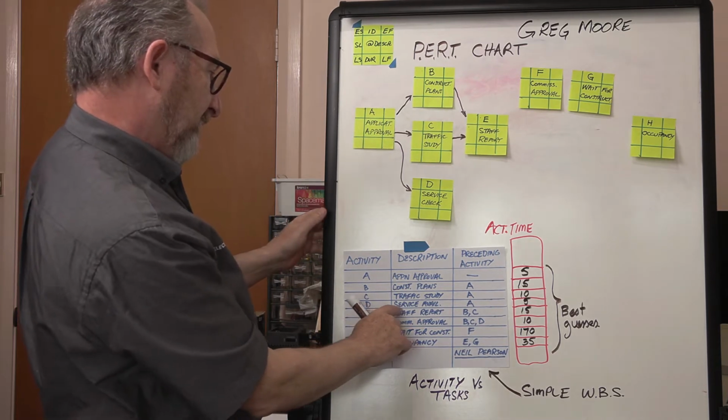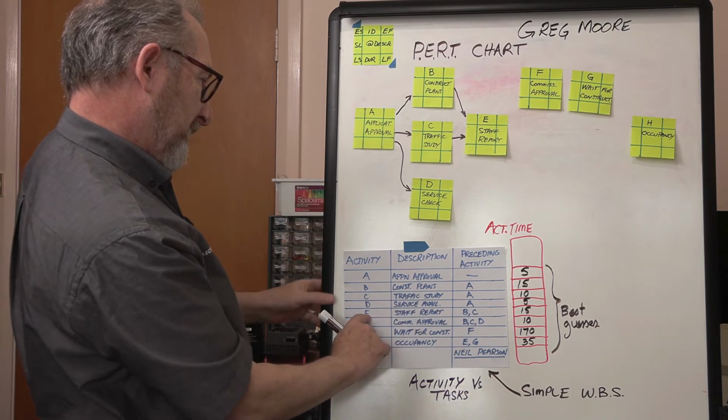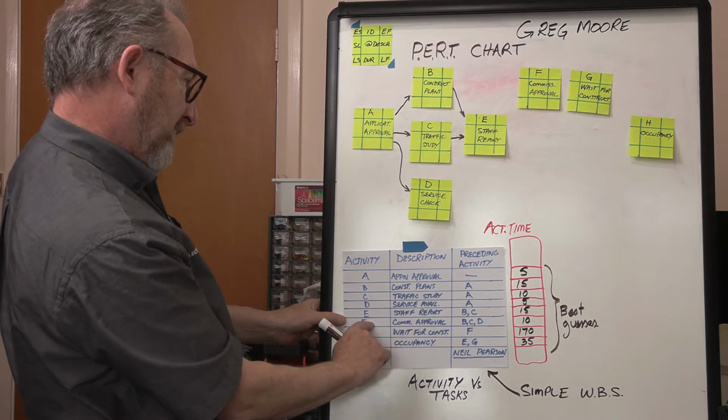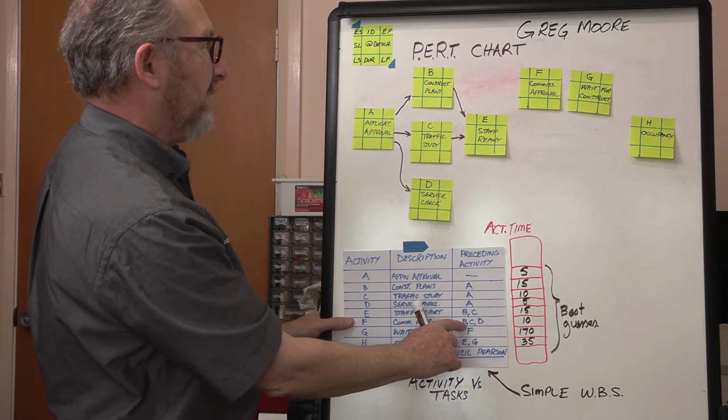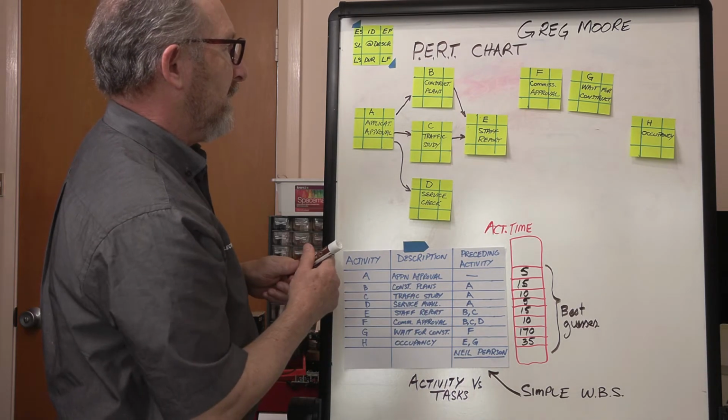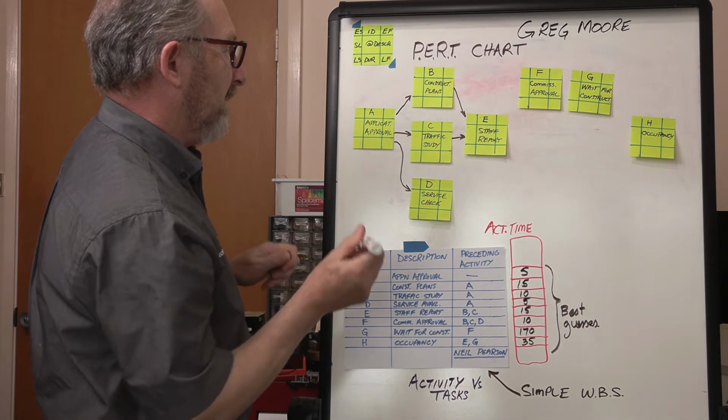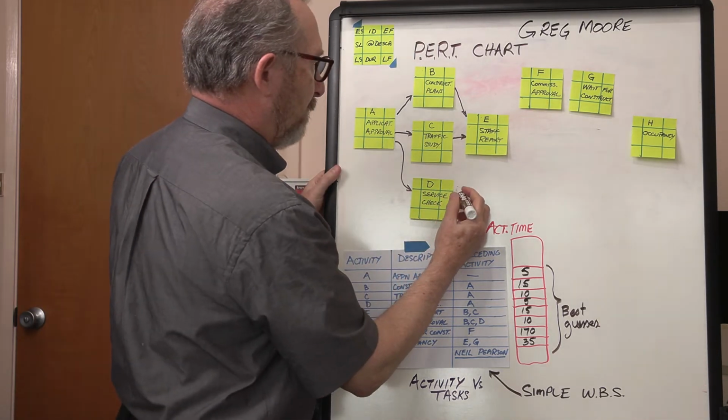What does D go to? D goes to A, E, staff report, B and C, F. F, commission approval, is preceded by B, C and D. A little bit messy to draw that one, but we'll have a go at it.